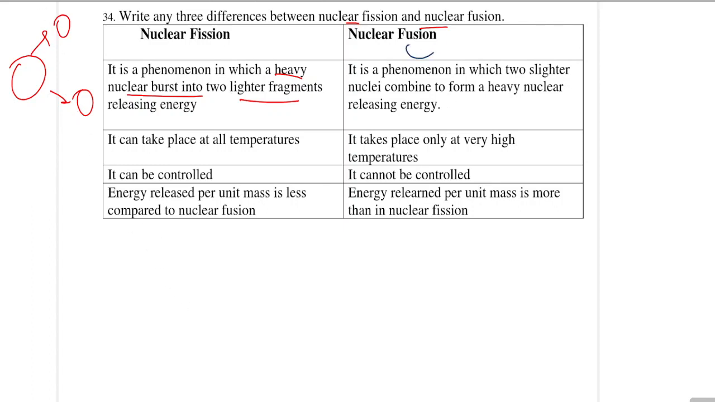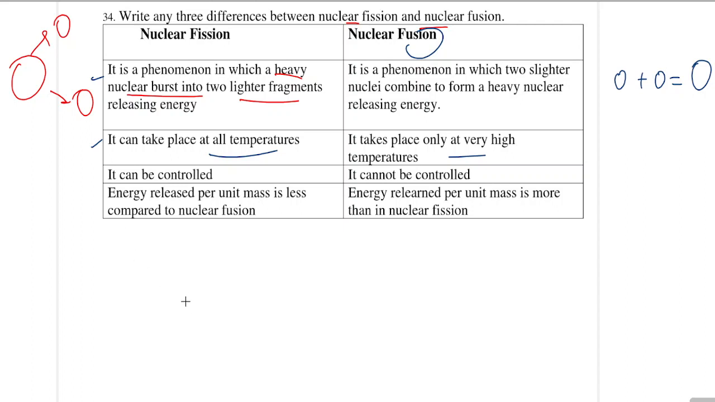Nuclear fusion, it says fuse, it's a common English word. In that case, two small nuclei combine to give a bigger nucleus, also giving energy. That's called nuclear fusion. Just write in simple language. The second difference is that fission can take place at all temperatures, while fusion, for example like seen in the sun, takes place only at high temperature.